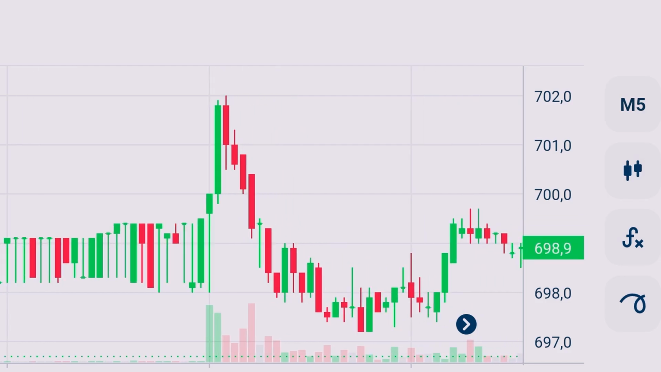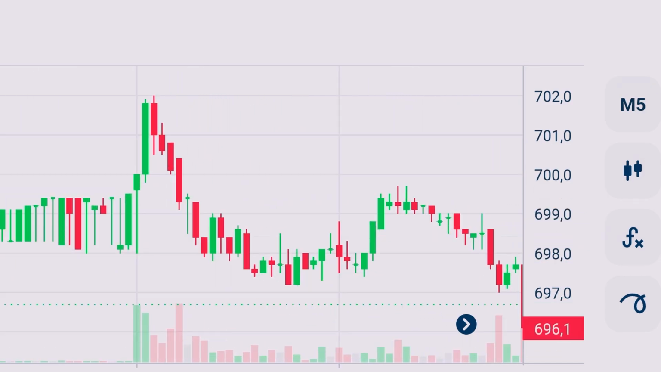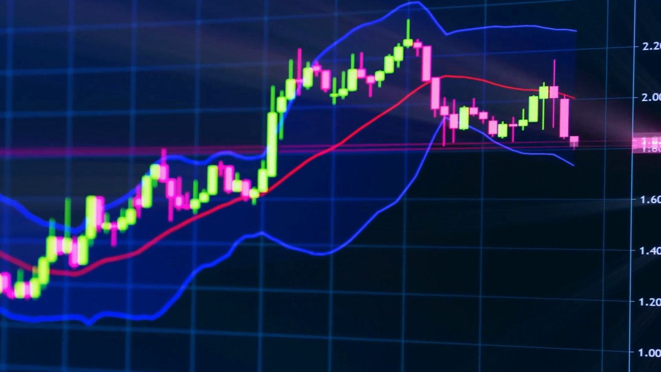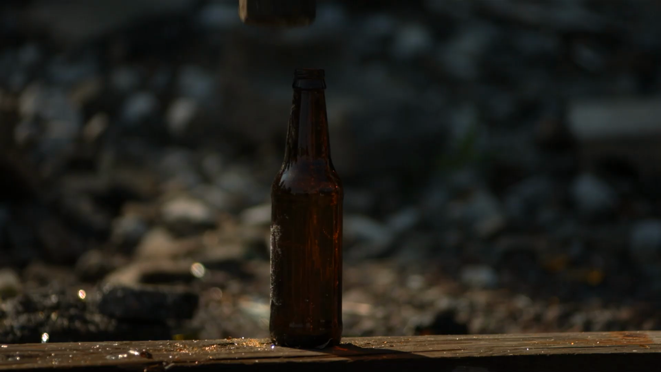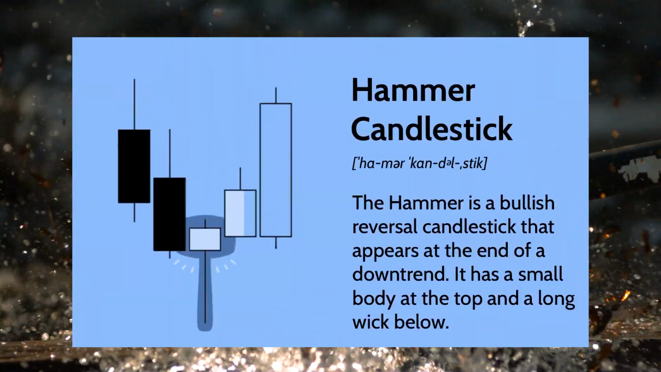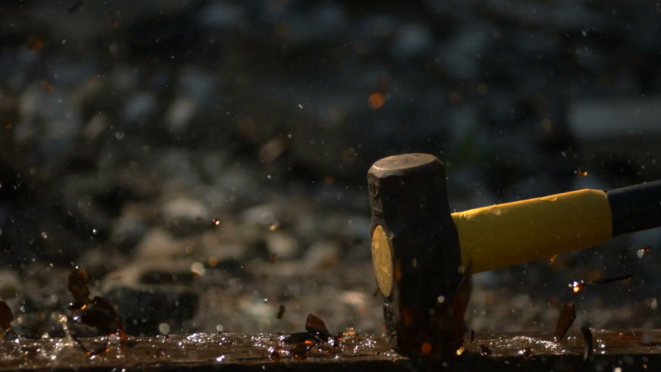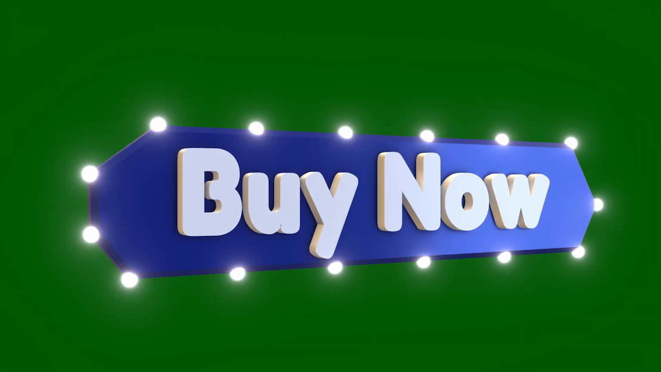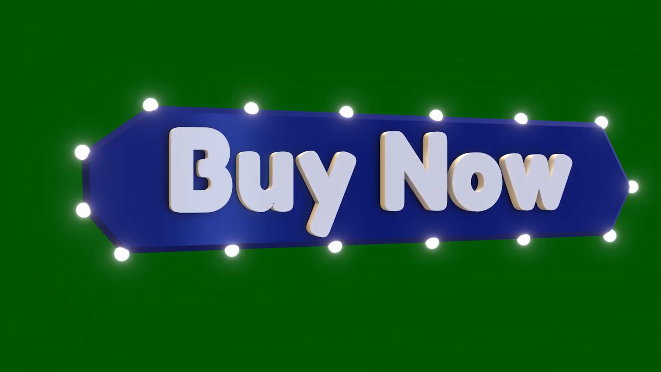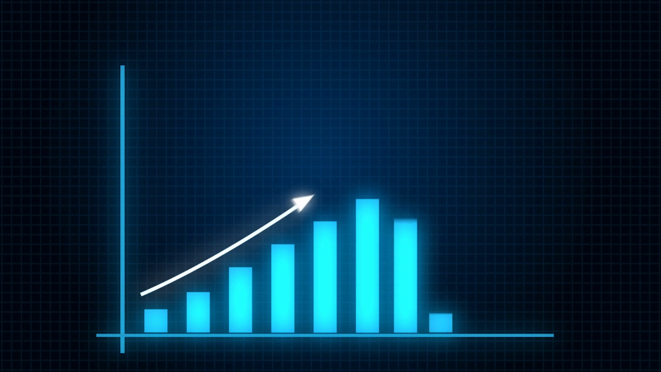Next, candlestick patterns. These patterns give us clues about market sentiment. They tell a story about the battle between buyers and sellers. Take the hammer, for example. It's a powerful reversal pattern. It looks like a little hammer with a long wick. This wick shows rejection of lower prices. When you see this at the bottom of a downtrend, it signals a potential reversal. It's a sign that buyers are stepping in. It's like the market saying, hey, I might be going up now.